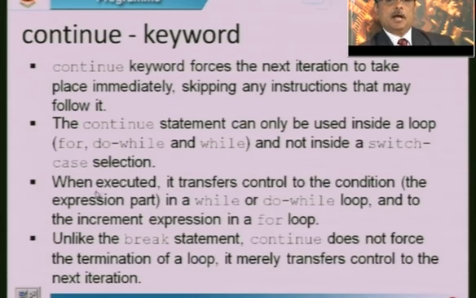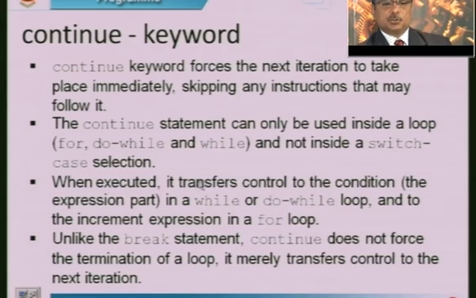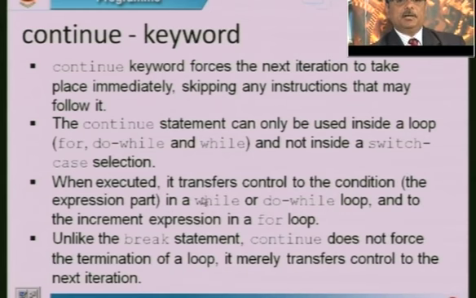Remember this point. When it is executed, it transfers the control to the condition expression part of a while loop or do while loop, and in the for loop it increments the expression and makes your condition checked. If it is true, it goes in once again, otherwise it exits. So this is useful when you want to skip some statements for some condition in your program. Unlike the break statement, continue does not force the termination of a loop, but it merely transfers the control.